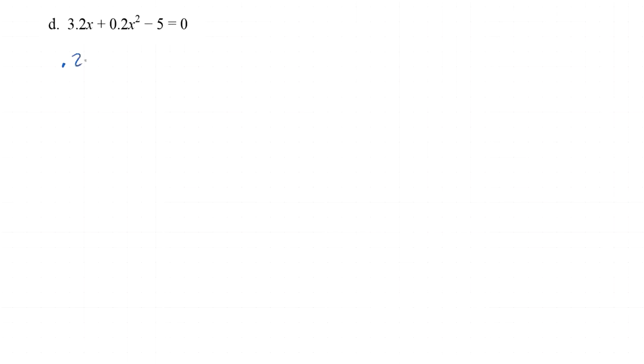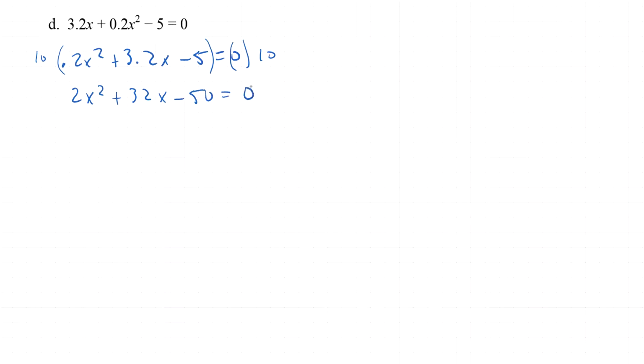So 0.2x squared plus 3.2x minus 10 equals 0. Alright, so that's standard form. Now I'm going to multiply both sides by 10 because I don't like the decimals. So I get 20x, no, that's not right. I get 2x squared plus 32x minus 50 equals 0.